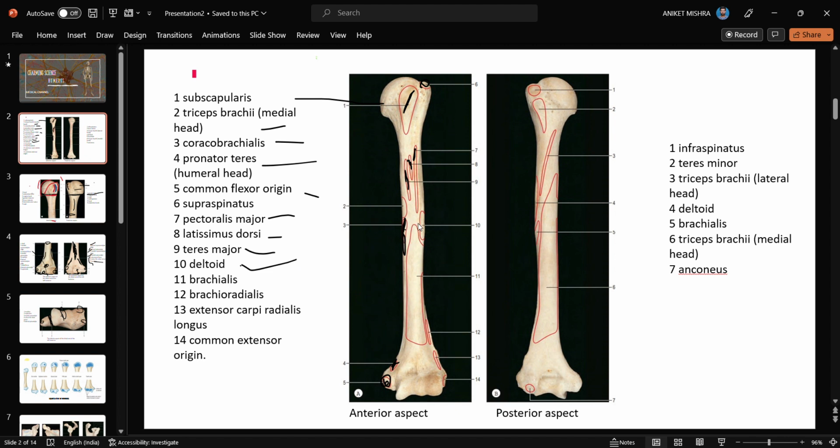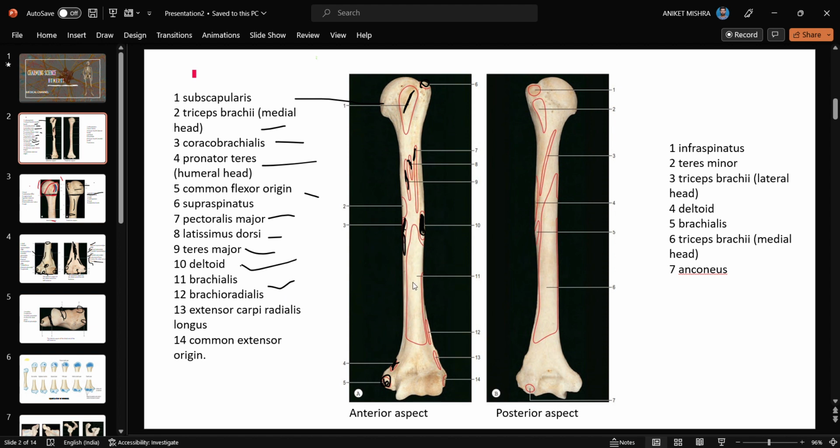When we talk about the 10th one, that is the deltoid. The deltoid is going to insert onto the deltoid tuberosity that is present on the lateral side of the shaft.